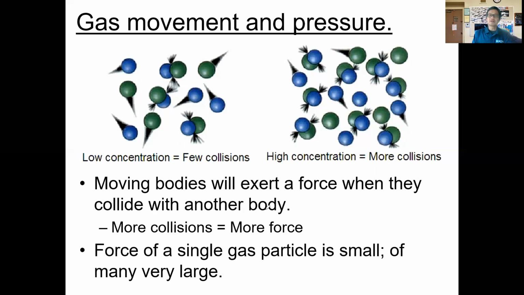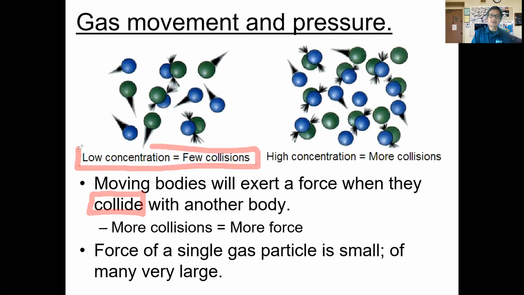The collisions that occur, you can imagine this, when they collide, they're going to push on another gas particle. They're going to push on the walls of the container, whatever they're in. As they're moving around, they will collide more. You can imagine this when you don't have that many gas particles. When we talk about concentration, we're talking about how much we have. When the concentration is low, we're going to have fewer collisions.